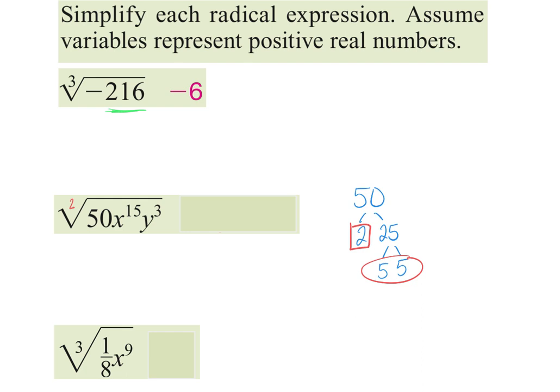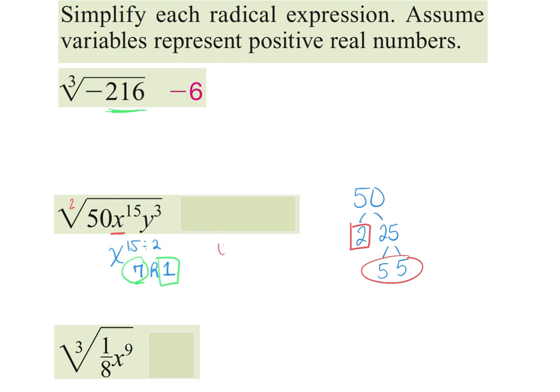All right. For these two, we're going to do more of these. I'm going to use my same method here. 15 divided by 2. That does not evenly divide. 15 divided by 2 is going to be 7 with a remainder of 1. All right? The 7 tells me how many x's come out. The remainder tells me how many x's stay in. So 7 x's will come out. 1 x will stay in. So that goes out, that stays in.